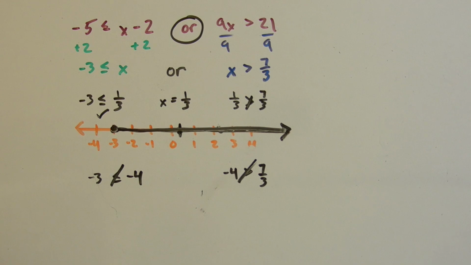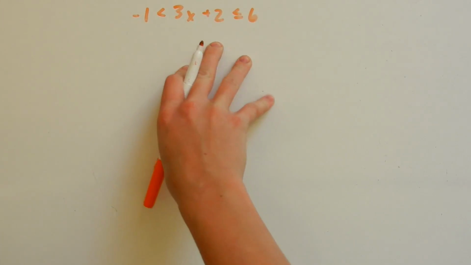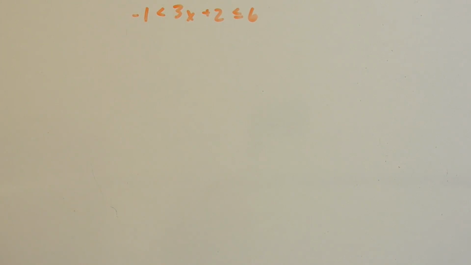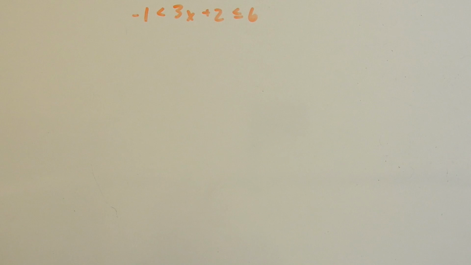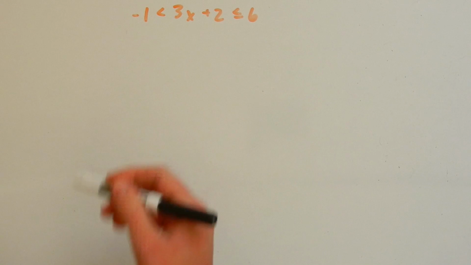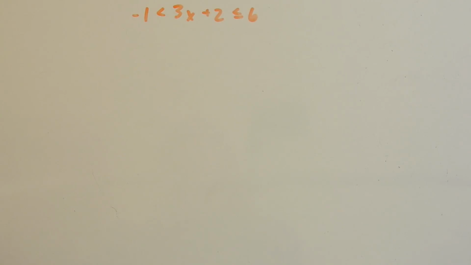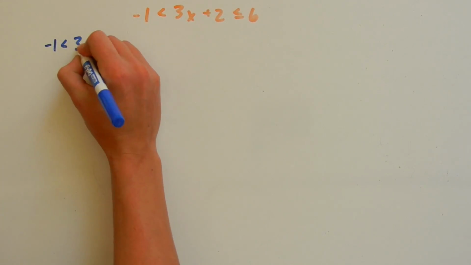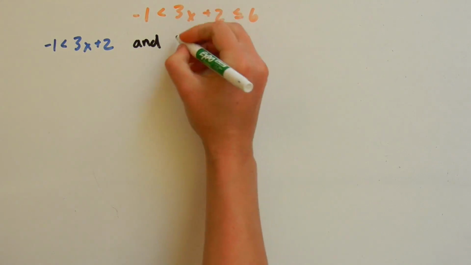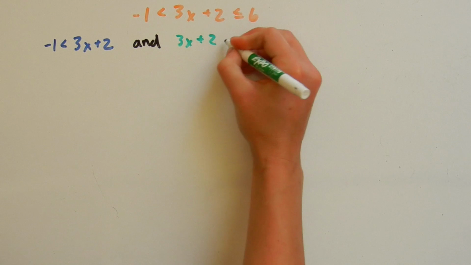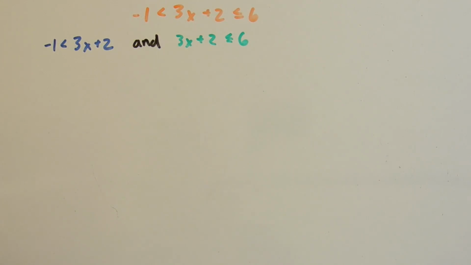Let's go ahead and take a look at an example of AND. Let's say I give you negative 1 is less than 3x plus 2, which is less than or equal to 6. Remember, since this is two inequalities, this is really a compound inequality using AND. So we're going to have two different parts. I'll show you two different ways to solve this. The first one is splitting up these inequalities. Negative 1 is less than 3x plus 2, and we have that 3x plus 2 is less than or equal to 6.